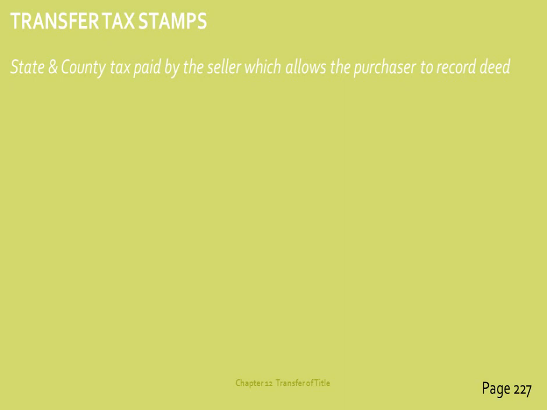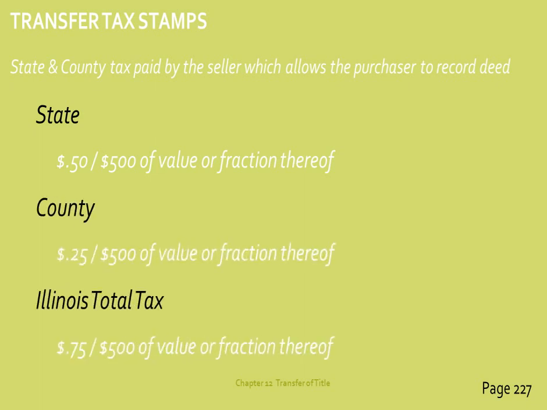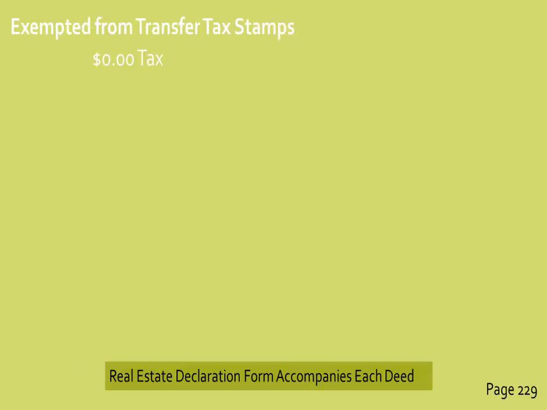So the question is, how much does the seller pay? Well, the state portion of this is 50 cents per 500, and the county portion is 25 cents per 500. So the whole tax is 75 cents per 500. So here are some transfer tax stamps rules.